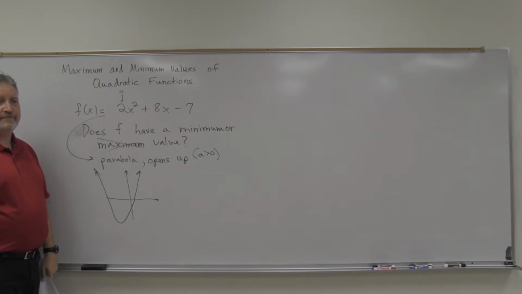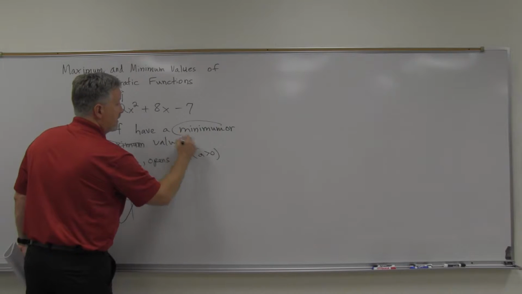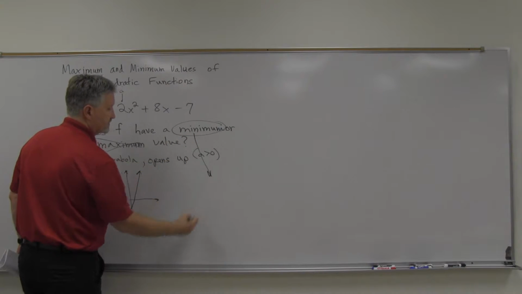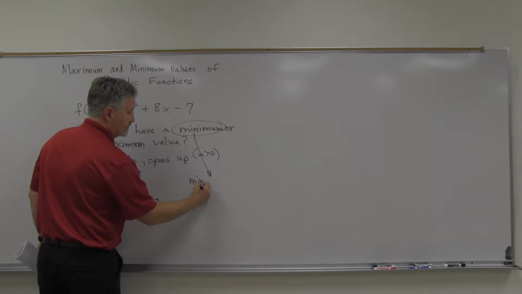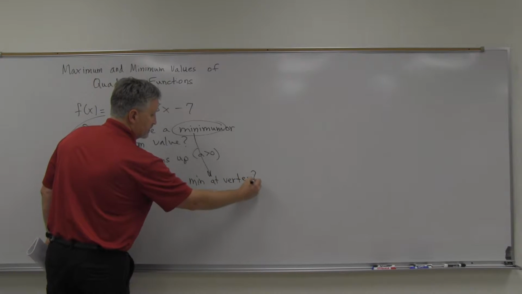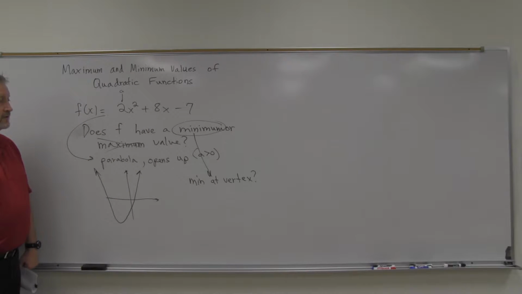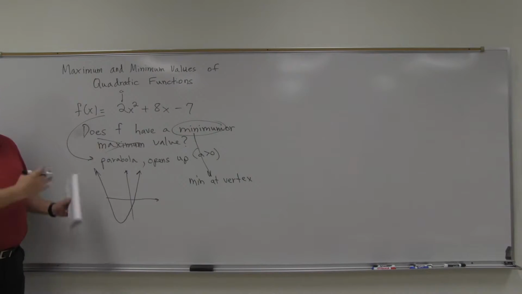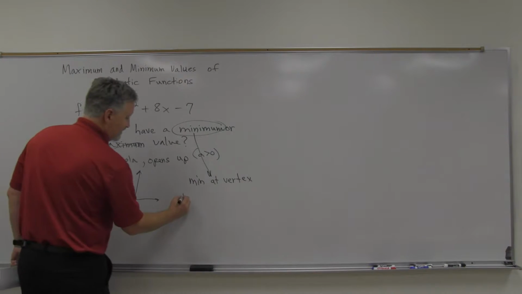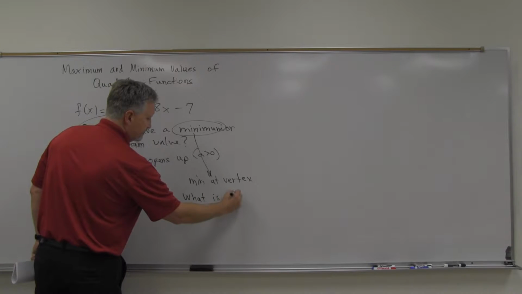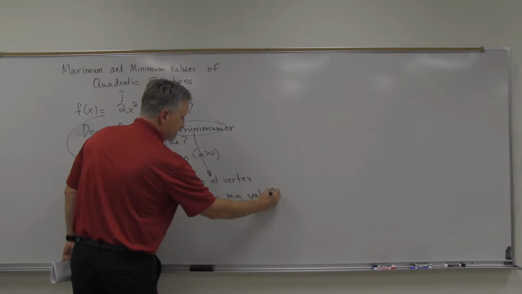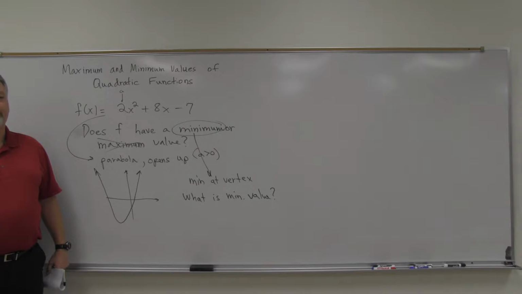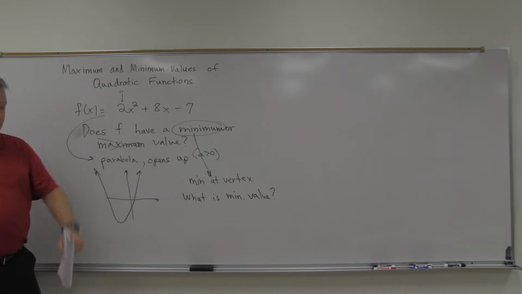But as was stated there, this one's going to have a minimum value, and more specifically, that minimum value is at the vertex. So the minimum is going to be at the vertex. Okay? And so not only could we say, yeah, it has a minimum value, but what is the minimum value? Well, since it's at the vertex, we know something about finding that vertex, don't we? Where does the vertex occur? How do we find the vertex of such a function? Negative b over 2a. So use that vertex formula.